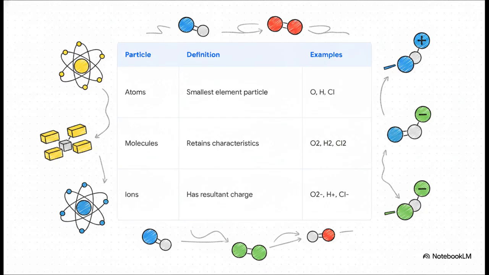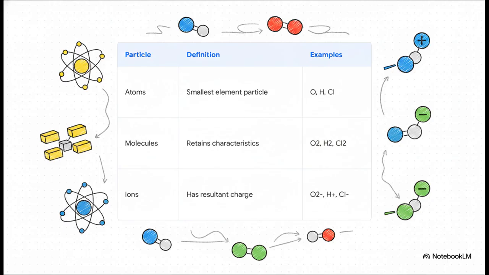Next, we have molecules. A molecule is the smallest particle that still retains the characteristics of a specific substance. Like a single H2O molecule still behaves exactly like water. And finally, ions. These are atoms, or sometimes groups of atoms, that carry a positive or negative charge simply because they've either lost or gained an electron. Everything around you, the whole shebang, is built from a combination of these tiny, invisible pieces.